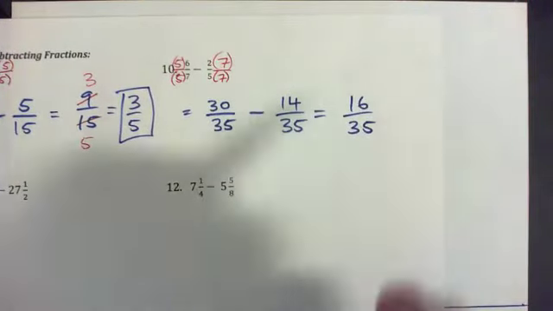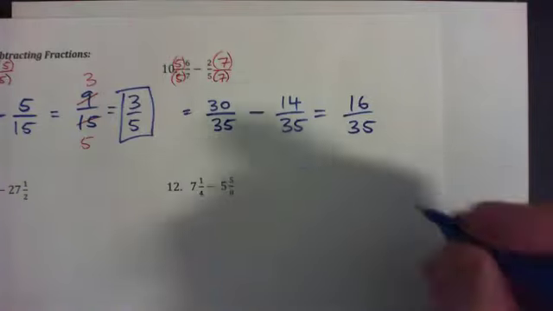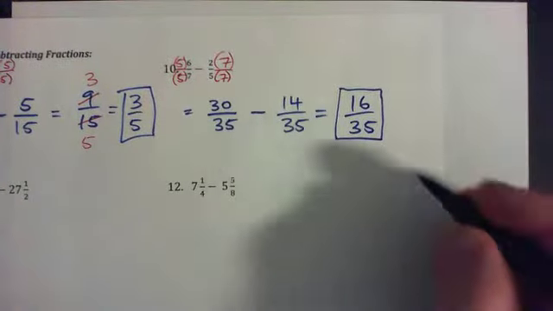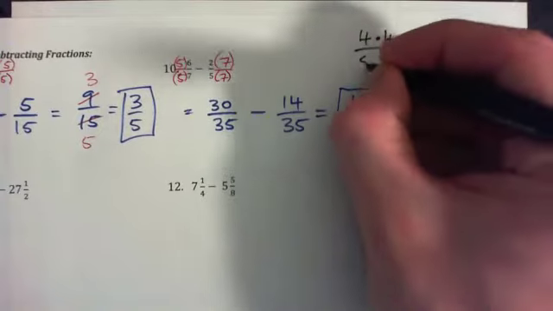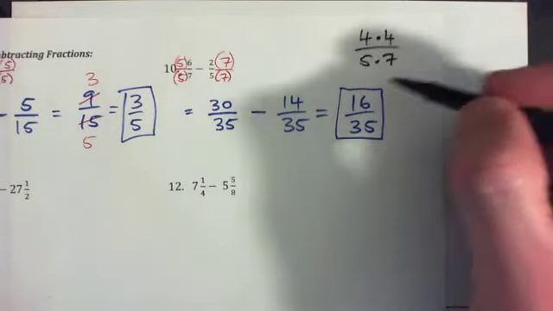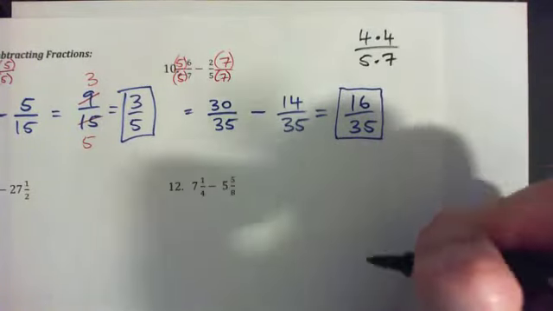Now can you put that in lowest terms? No, you can't put that in lowest terms, so that's the final answer. And just for fun, if you did this, 16 is 4 times 4, right? And 35 is 5 times 7. When you factor it out, you can see that there's no common factors there, right? So it can't be simplified any further, right?